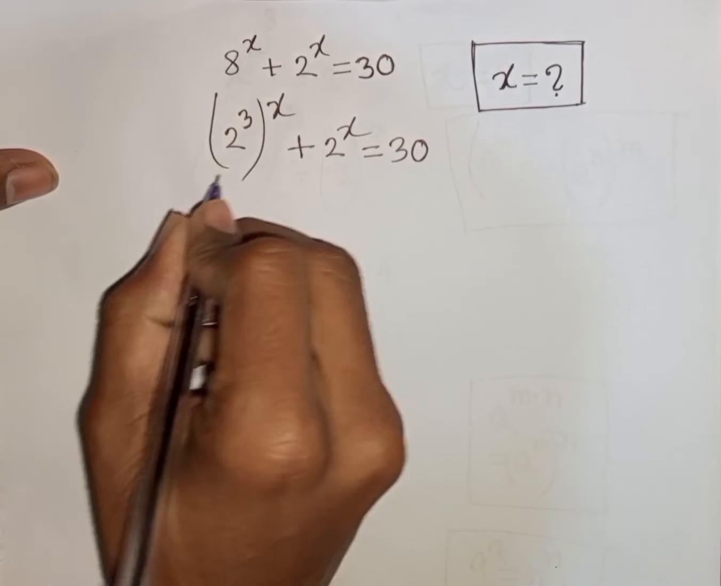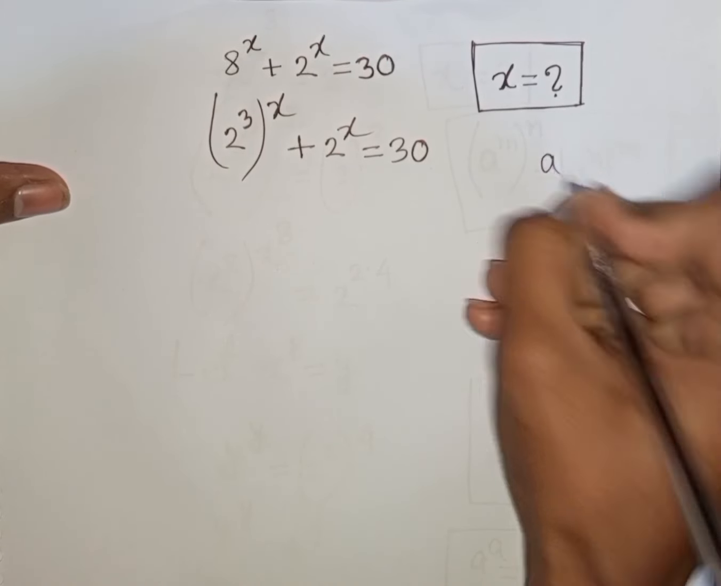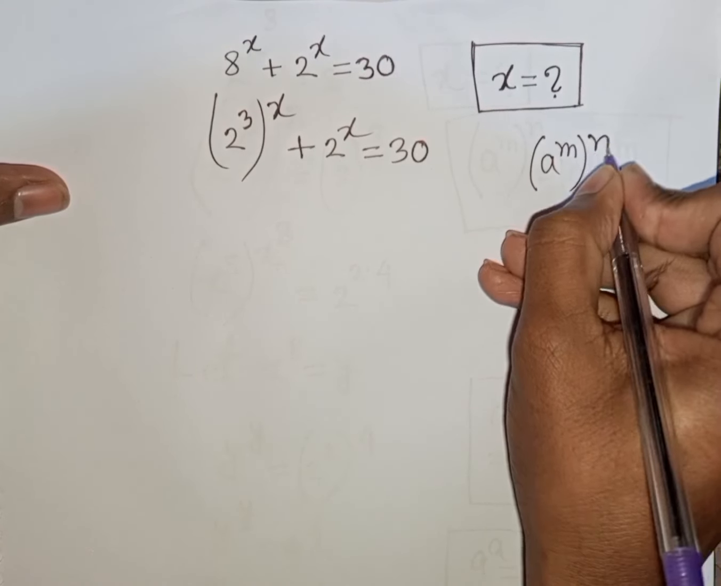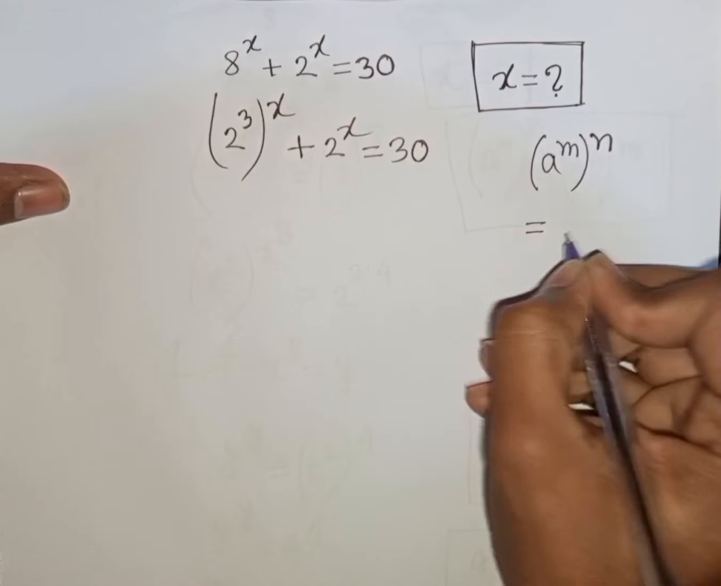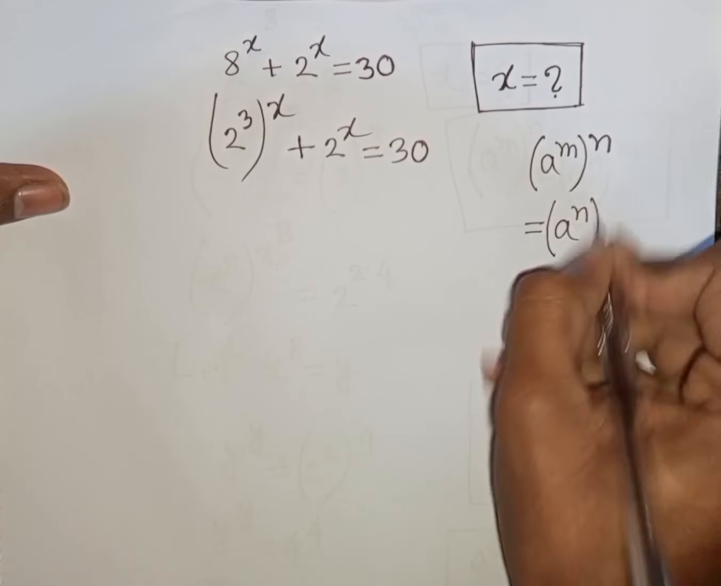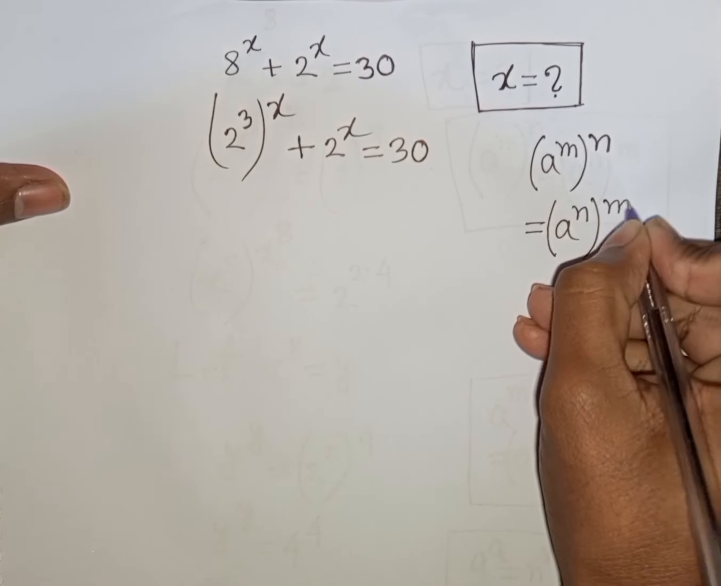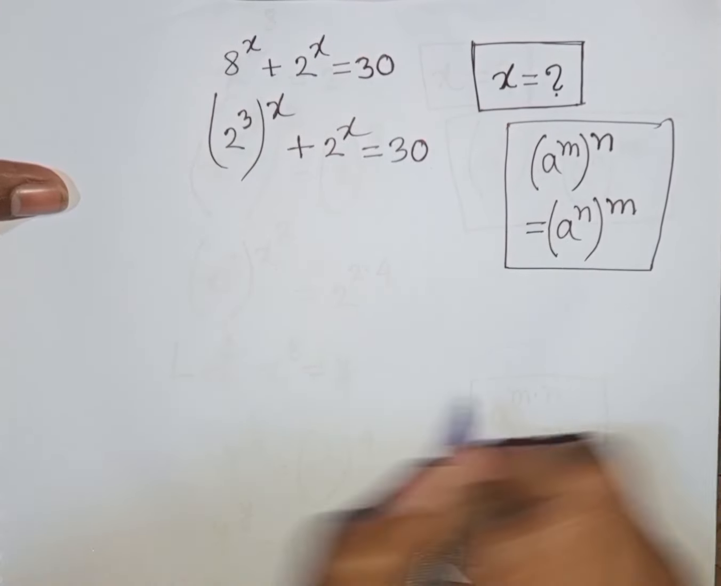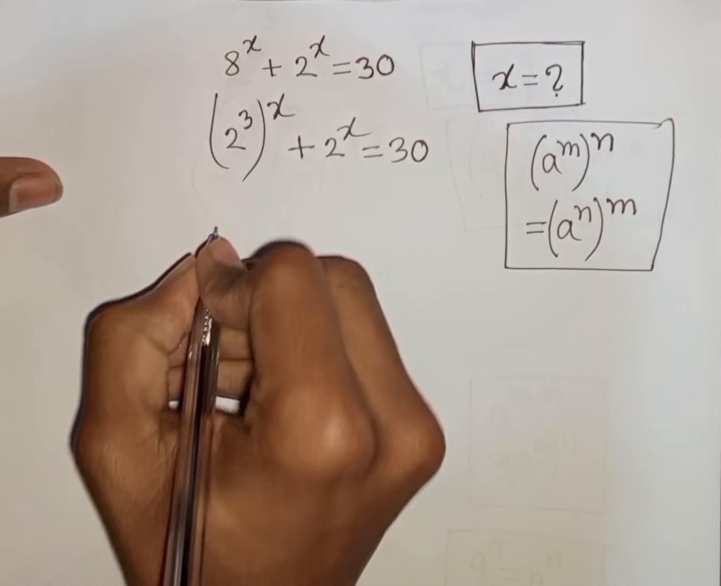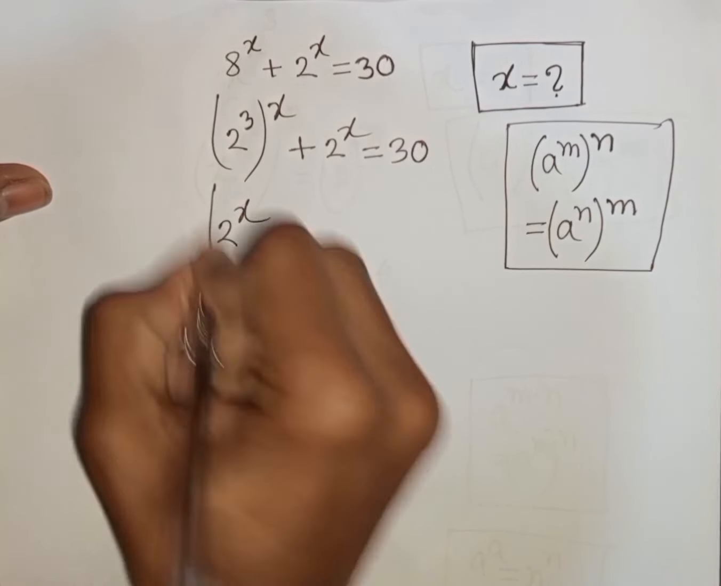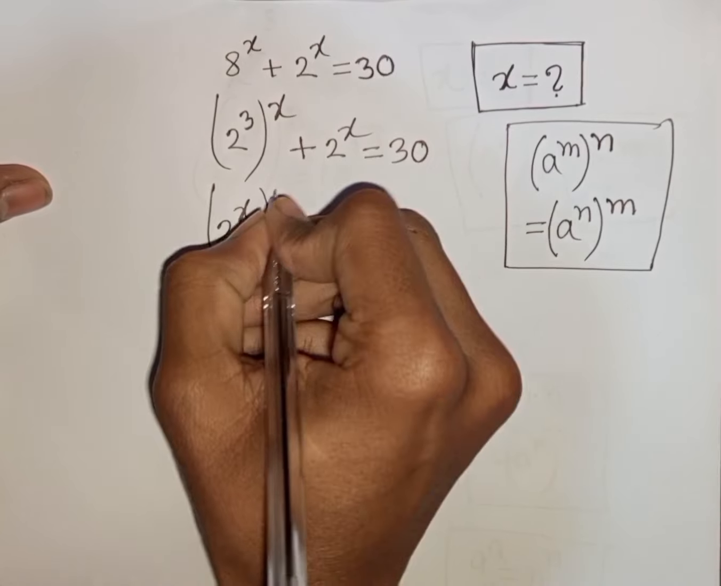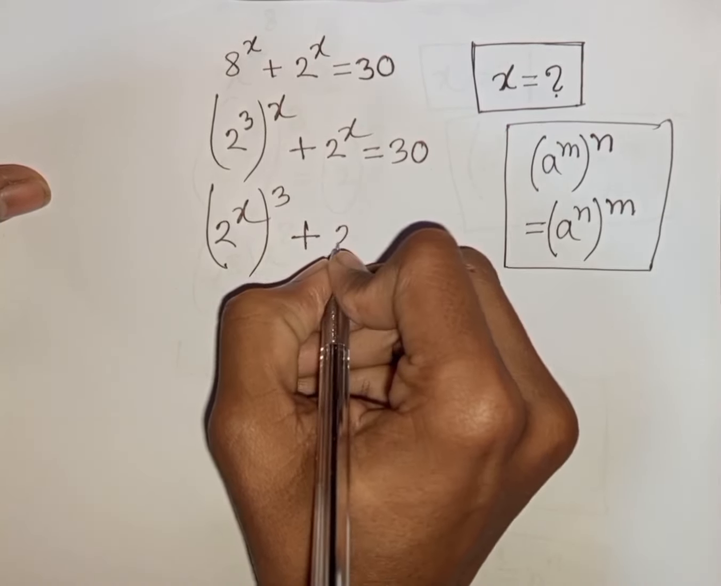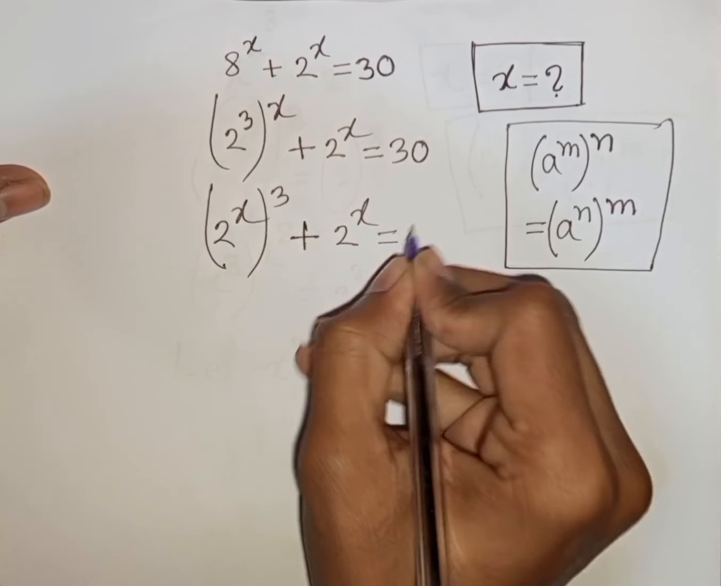Now, here you can apply this exponential rule that a power m, bracket power n, is equal to a power n, bracket power m. So according to this rule, we can write here 2 power x, then bracket power 3, plus 2 power x is equal to 30.